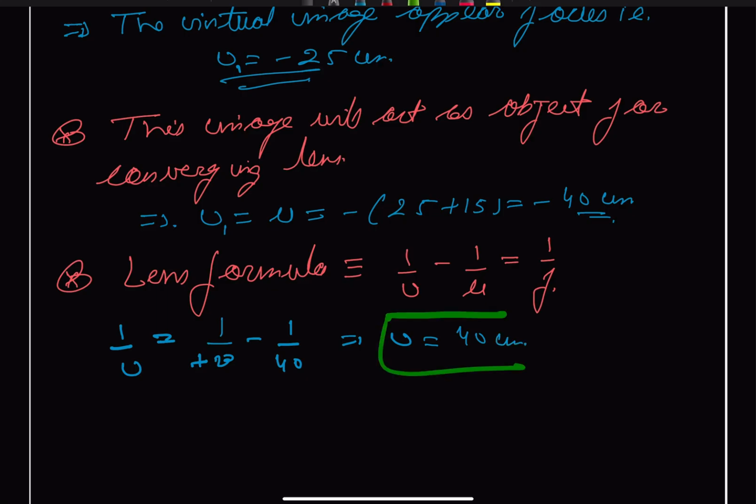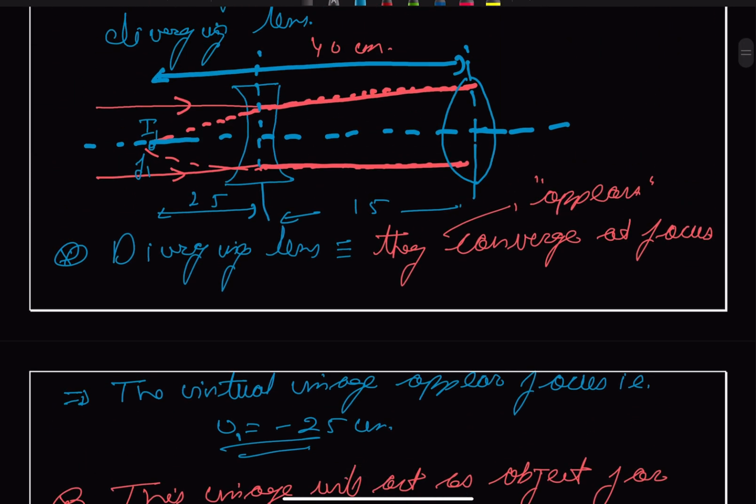This is the position of the image, and this v is positive, so obviously the final image will be formed at a distance of 40 towards the right. So we can draw an approximate figure for that also. It will be converging somewhere here, and this will be the final image, that is I, at a distance of 40 from our converging lens.